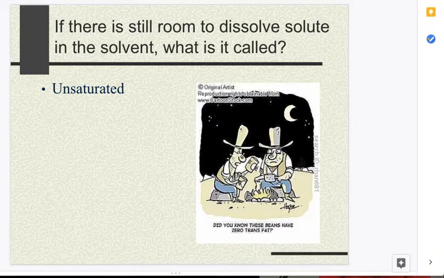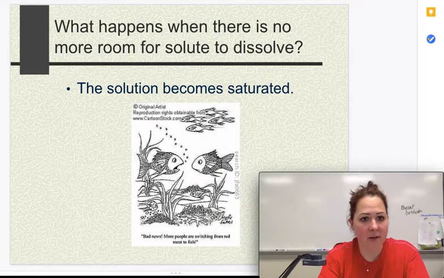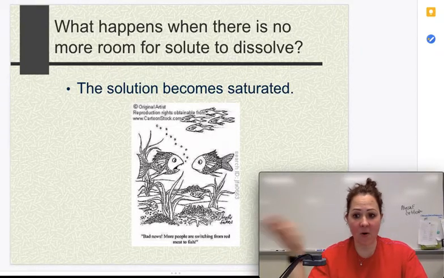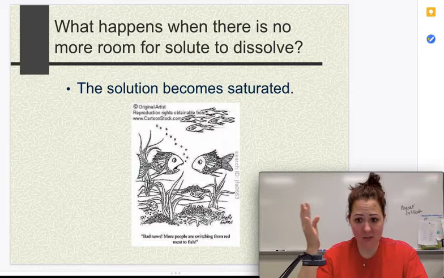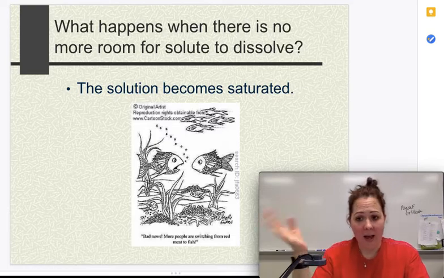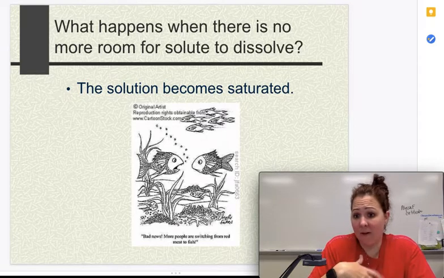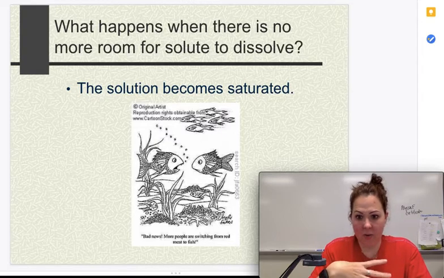Once that last student sits down, and I have 30 kids in 30 desks, I am out of room. When I am out of room, that's called a saturated solution. So with my sugar in my water, I add a little bit of sugar, I dissolve it, it mixes. I add a little bit more, it dissolves, it mixes. I really don't know if I'm out of room or not until it hits a point that you have extra sugar crystals just kind of hanging out in the bottom.